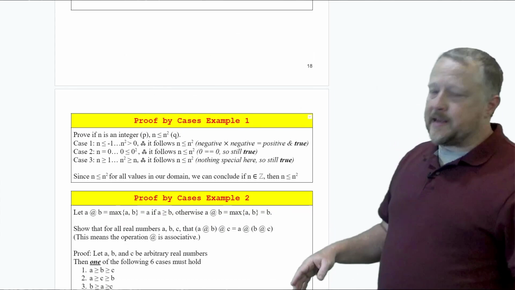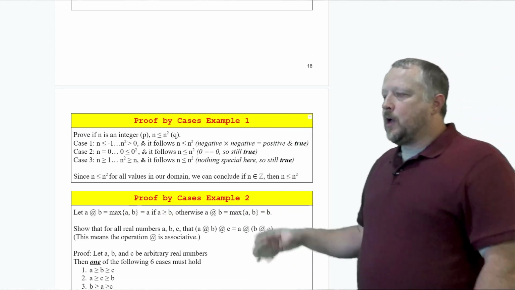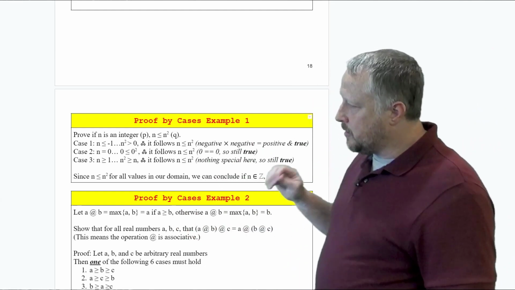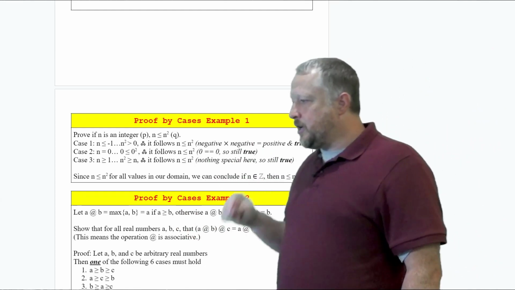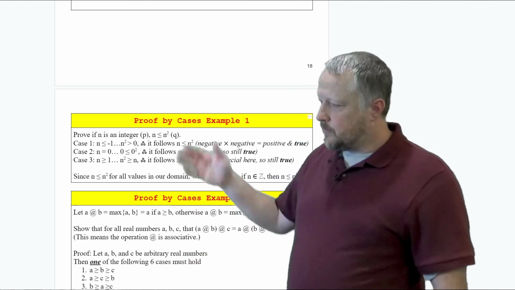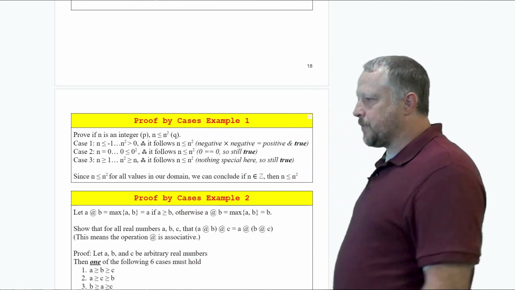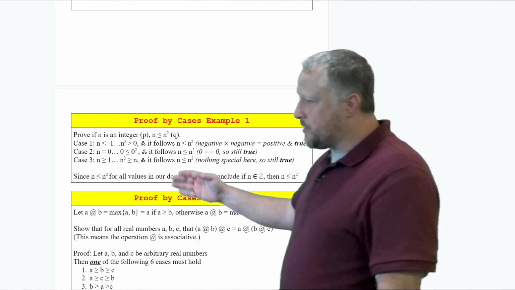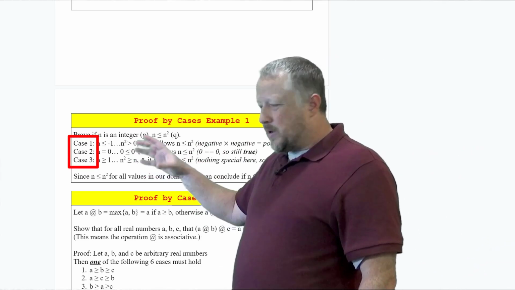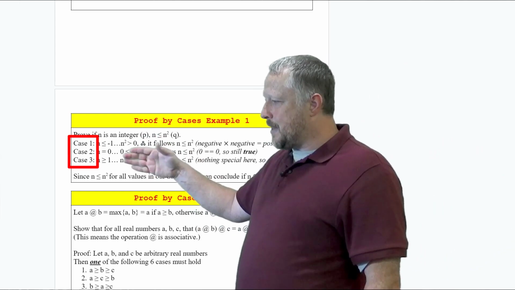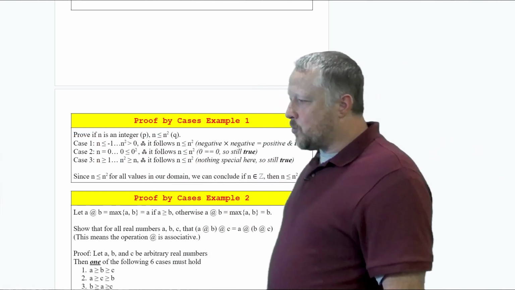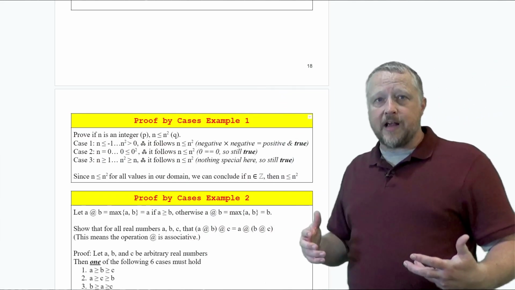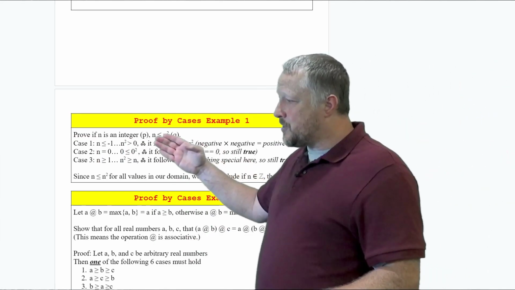Here's a proof by cases example number 1. Prove n is an integer, that's our P portion, and n is less than or equal to n squared, and that is our Q portion. All we're doing is basically listing out cases. The cases are being highlighted right now, but to save some space, I did the ... there. So n is less than or equal to -1, n is equal to 0, or n is greater than or equal to 1. So these are all possible cases because n is an integer.